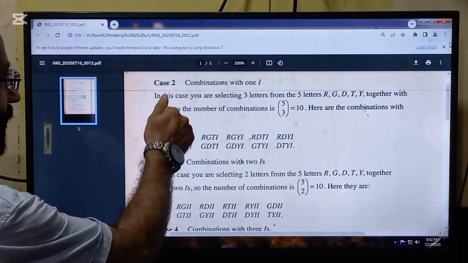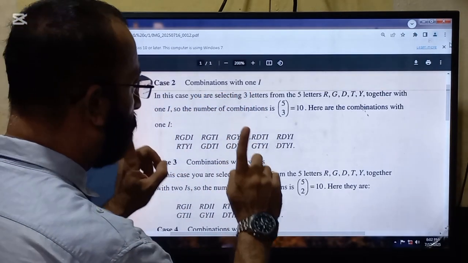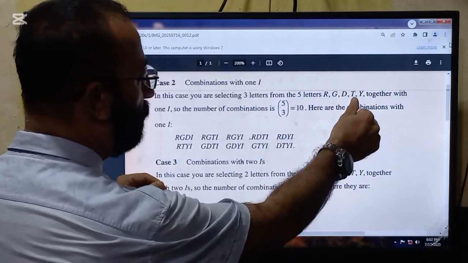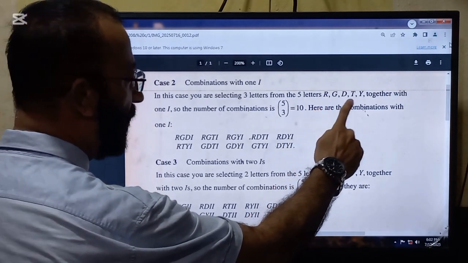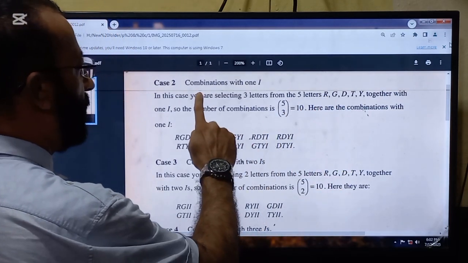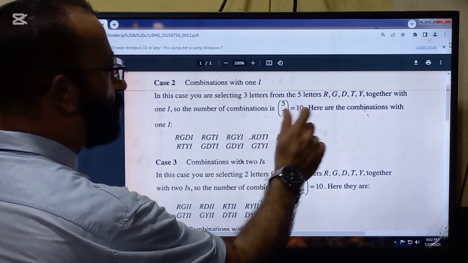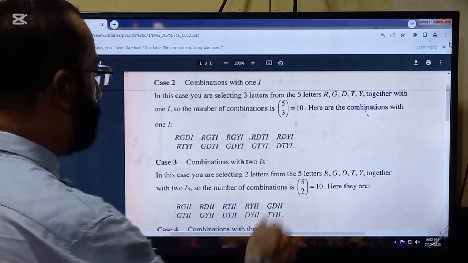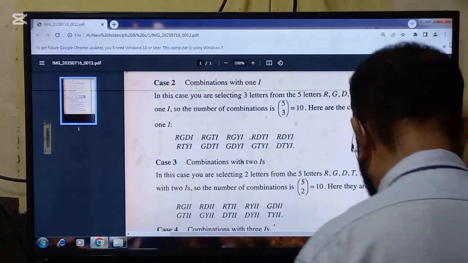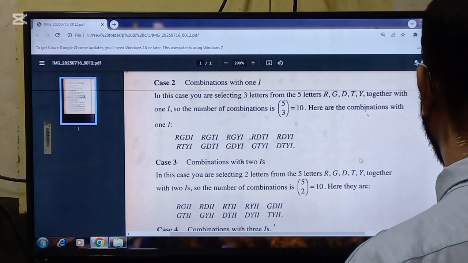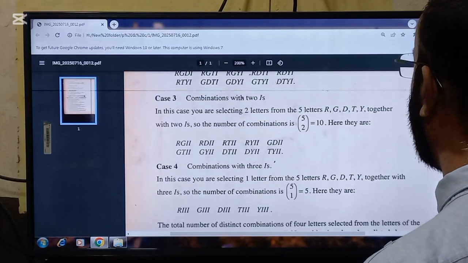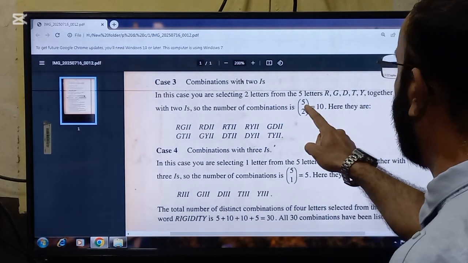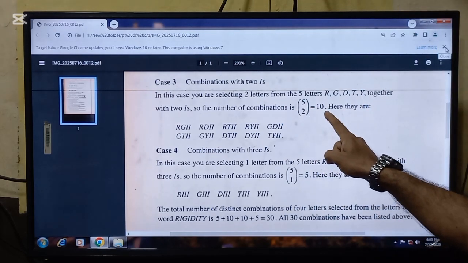And here is case 2, combinations with 1 I. When 1 I is chosen, it means 3 letters will be chosen from these 5 letters, because in total 4 letters are to be chosen. So 5C3, and the answer will be 10. Now case 3, combinations with 2 I's. Because 2 I's will be selected, we have to choose the remaining 2 letters from these 5 letters. So 5C2 will give you the answer 10.